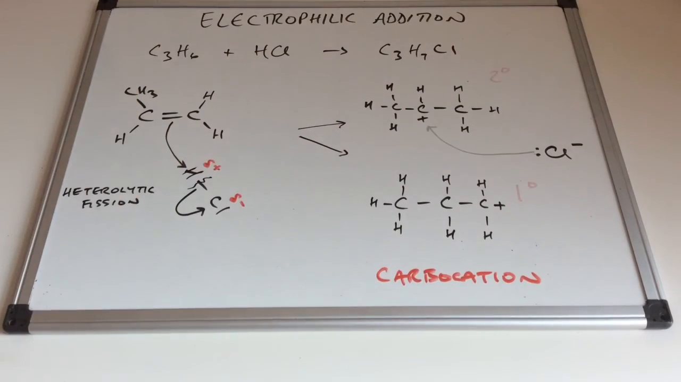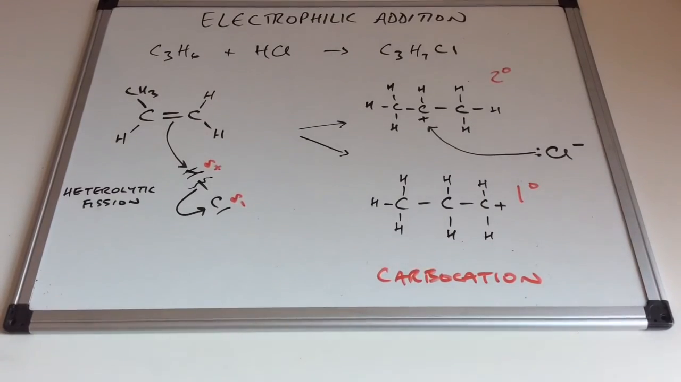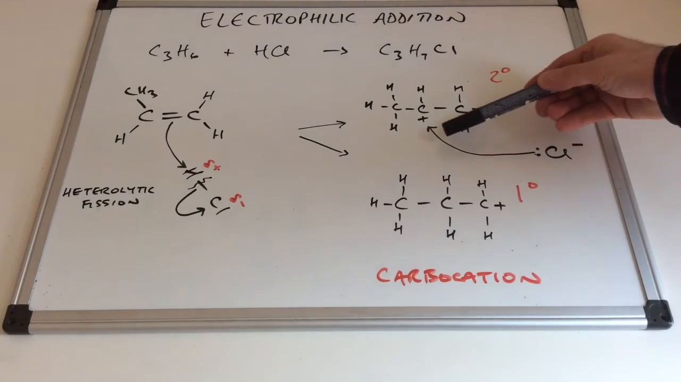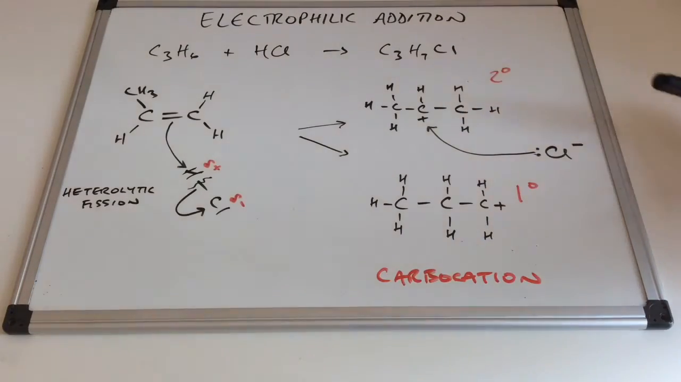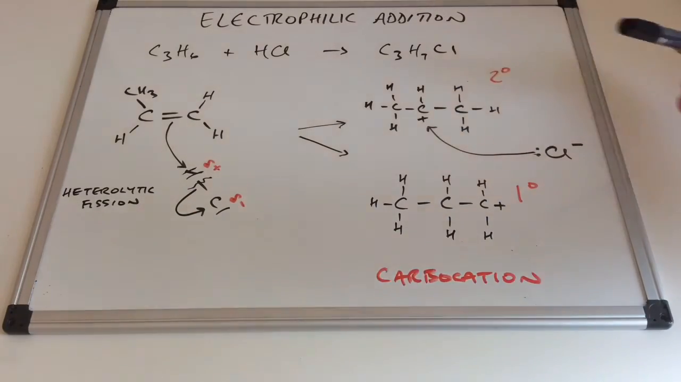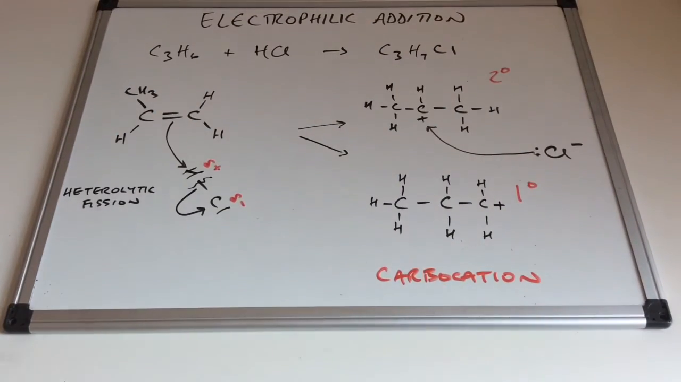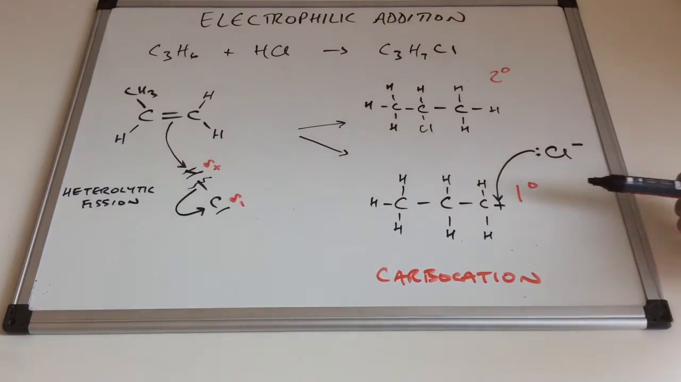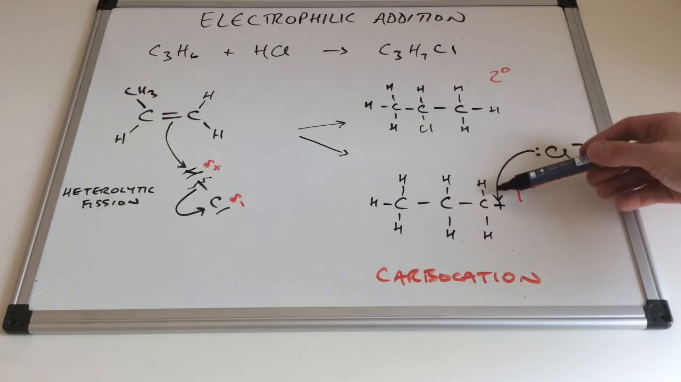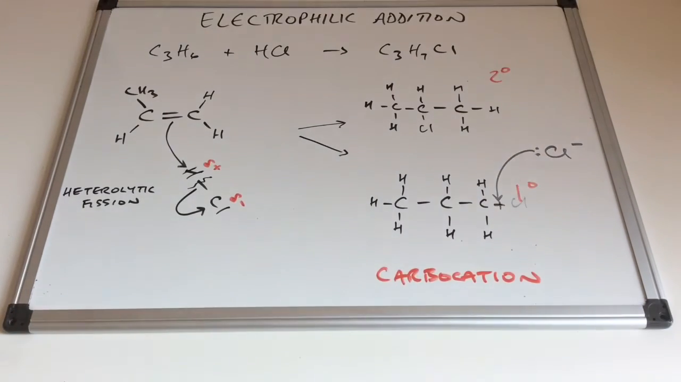So the final step of the mechanism, the lone pair of electrons on the chloride ion would be drawn towards the positively charged carbon in the carbocation. So in the case of the secondary carbocation, your curly arrow would go from here to here, and that would obviously produce 2-chloropropane as a product. And for the primary carbocation, the curly arrow would go from the lone pair on the chloride ion to the positively charged carbon and produce 1-chloropropane.